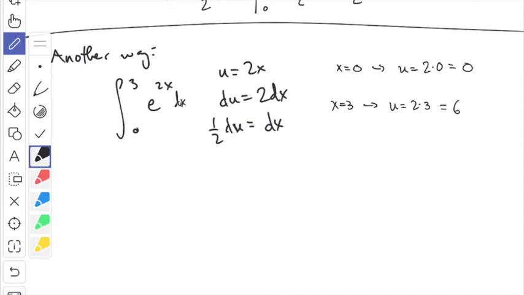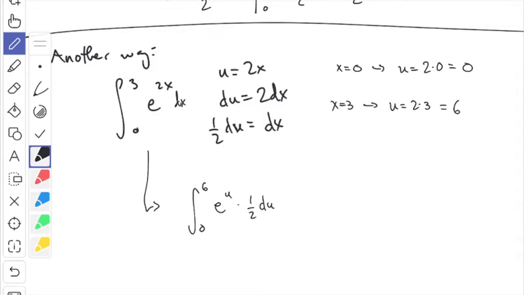All right, and then I can change this original integral into the integral from 0 to 6 of e to the u times 1/2 du. I changed the values to 0 to 6 because those are the appropriate values of u, which go along with the original values of x.